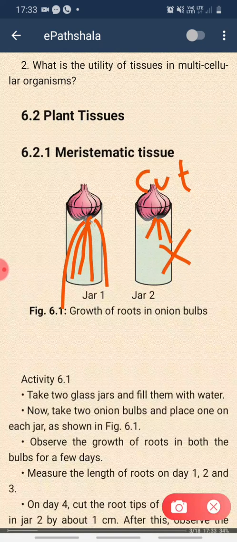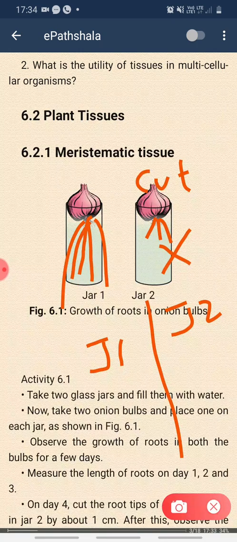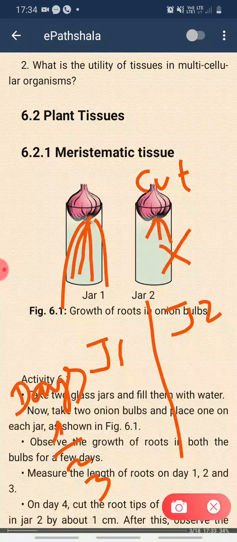You can put this observation in the form of a table. Just make the observation table with J1 and J2 for both the glasses. You can also write glass 1 and glass 2, whatever you are using, and write your observation. You only have to measure the length of the root. You can take a ruler and roughly see how the length is increasing on the first day, second day, third day, like that. Let it go for 10 days and observe how this happens, and in between you have to cut the onion tip also. In jar 2, the growth of the roots will stop once you have cut the root tip, whereas here the growth will continue.